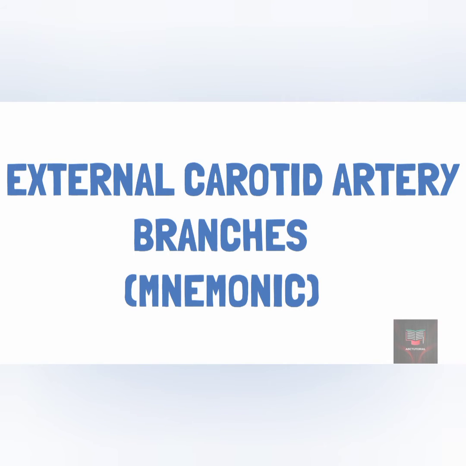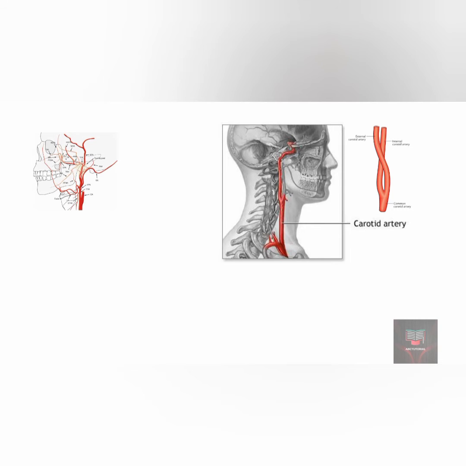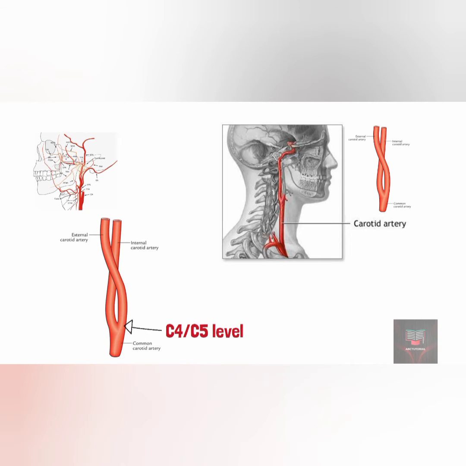The external carotid artery is a major artery of the head and neck. It arises from the common carotid artery where it bifurcates into the external and internal carotid artery. This occurs at the upper border of the thyroid cartilage, which is typically at the level of the 4th or 5th cervical vertebra. The external carotid artery supplies oxygenated blood to the neck region and the external structures of the head and the face. Its branches can be remembered by using the mnemonic.